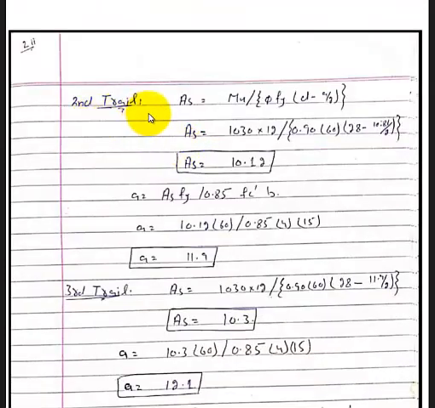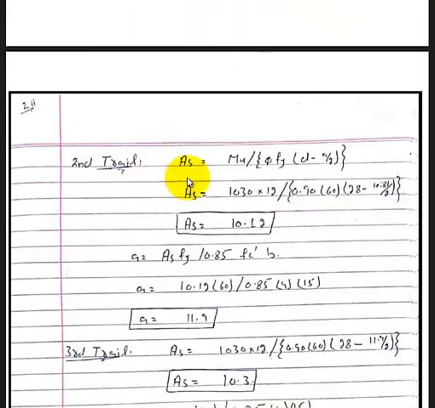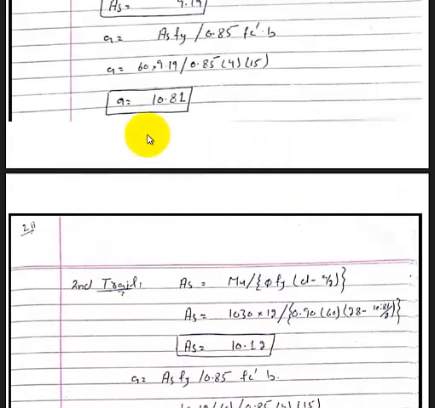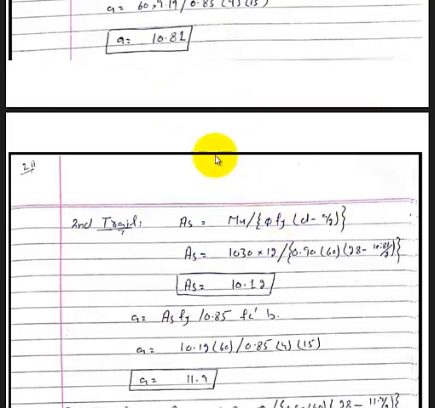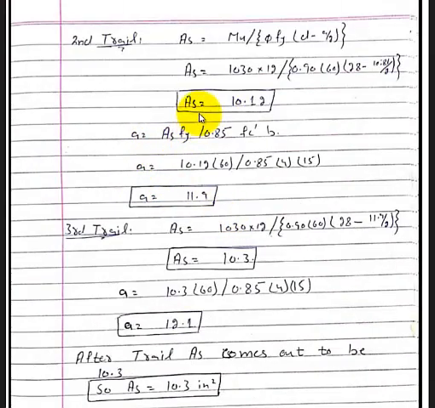Doing the second trial, which is the same as the first one, the second trial uses As from Mu, same formula. Putting the values here, the value of a will be changed. We put this value because this is a trial of design. 10.81 divided by 2, we get the area of steel value, which is 10.12. Now putting this As into a again, we get the a value, which is 11.9.